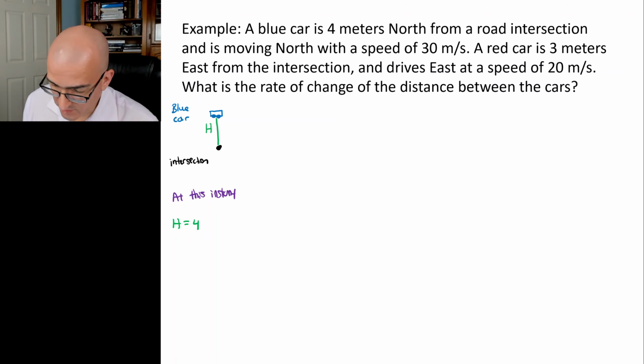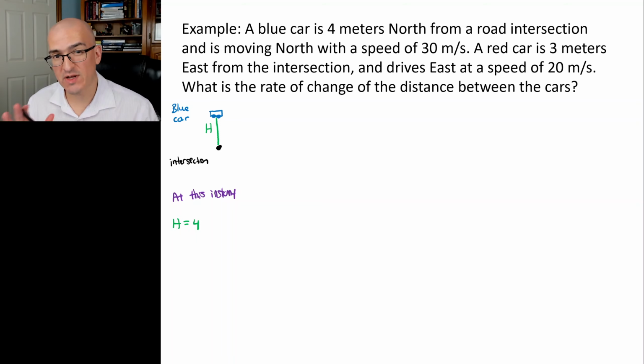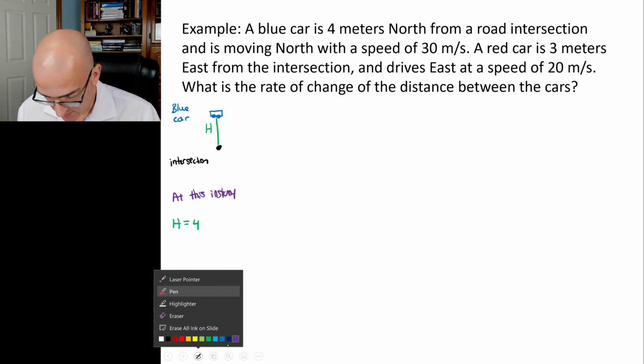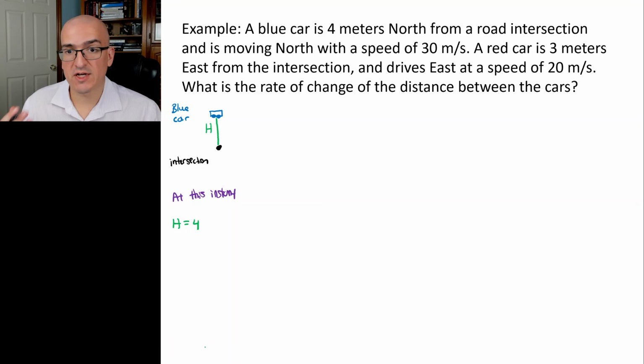So the blue car is 4 meters north from a road intersection and is moving north with a speed of 30 meters per second. So we've got to think about what that means. The distance between the intersection and the car is H. The car is moving away from the intersection at a speed of 30 meters per second. What's happening is H prime is getting larger. That's telling you the rate of change of the distance between the car and the intersection.